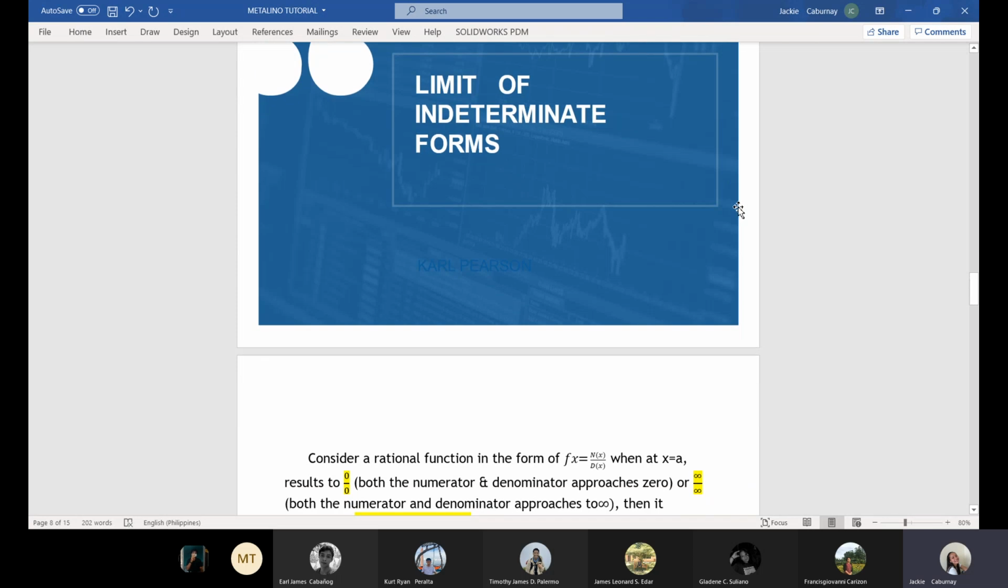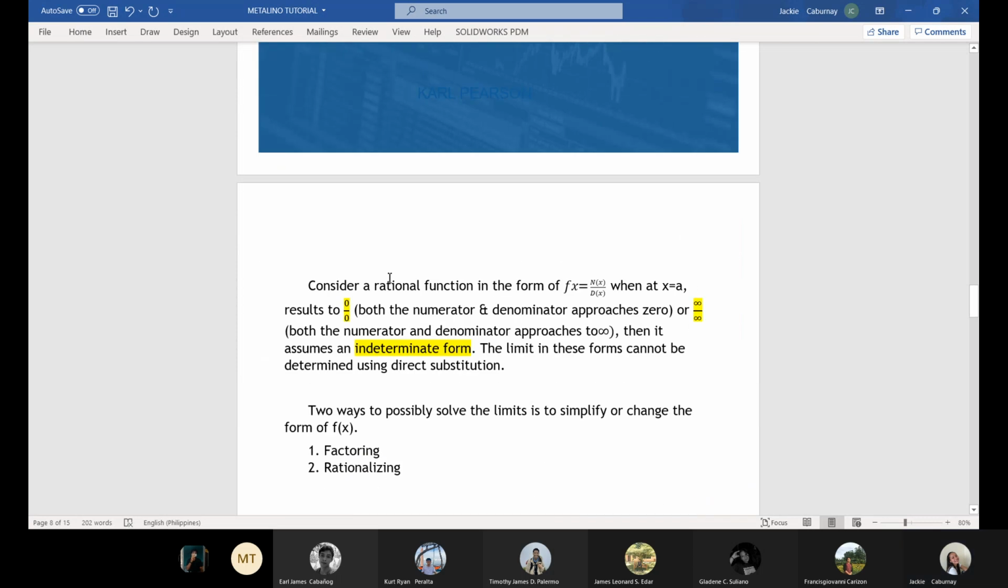So, limit of indeterminate forms. Consider a rational function in the form of f of x equals n of x over d of x, where x equals a results to 0 over 0.